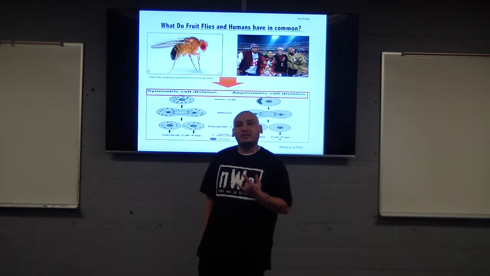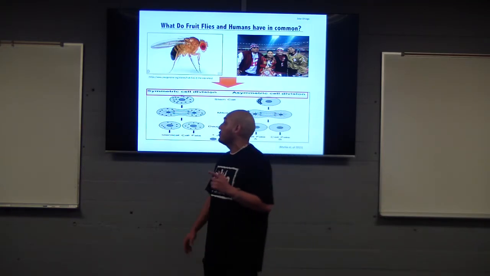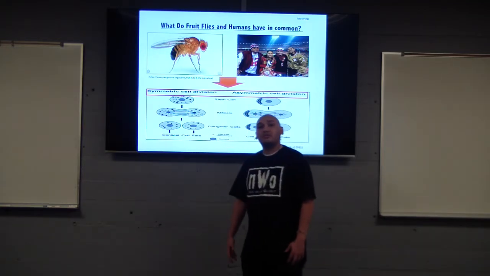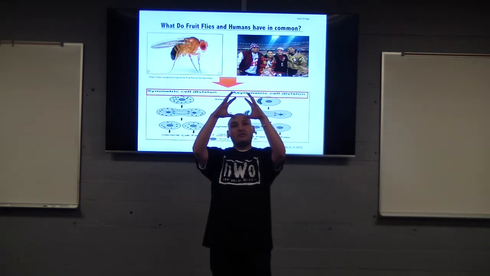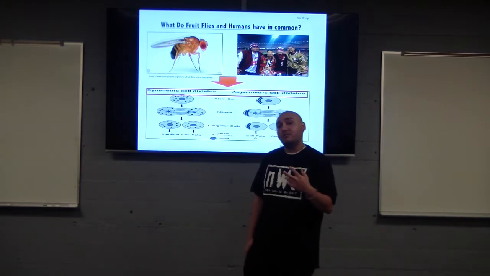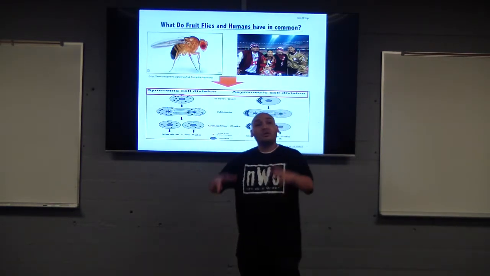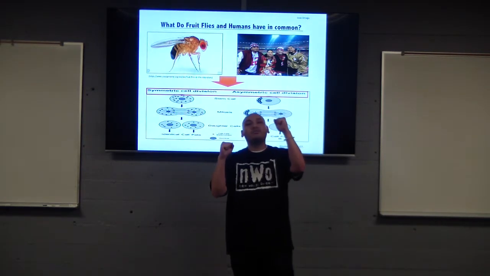The second thing that I like to tell people is that they undergo two types of cell division. The first type, which is shown here, is called symmetric cell division, which is when a mother cell divides into two identical daughter cells. The second type is called asymmetric cell division, in which a mother cell divides into two different types of daughter cells.